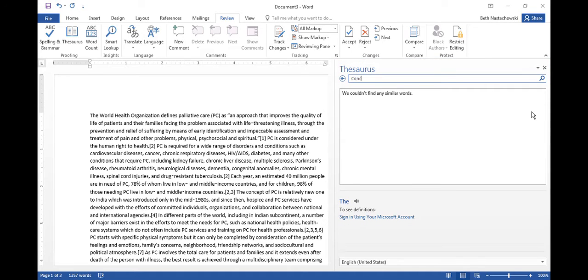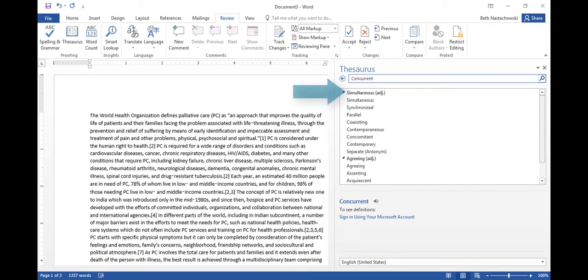When I look up concurrent in Microsoft Word's thesaurus feature, I see two main categories of synonyms: those that have meanings similar to simultaneous, and those that have meanings similar to agreeing. I need to first consider how I'm using the word before I can decide on an appropriate synonym, or if I even want to use one of these synonyms.